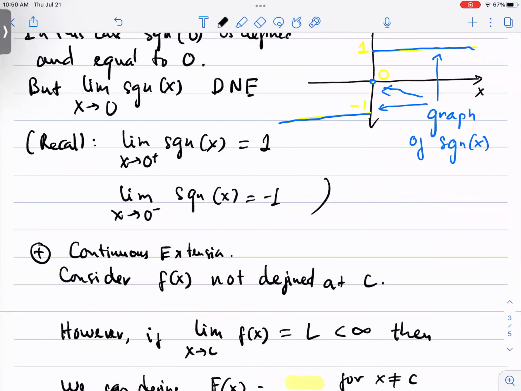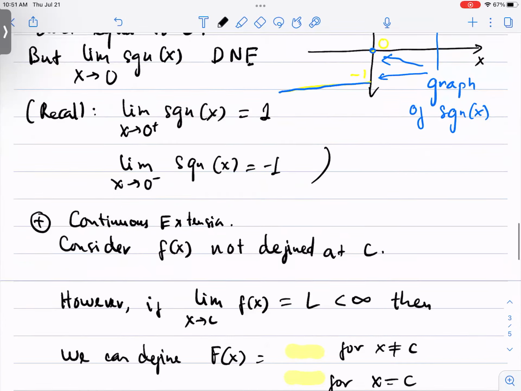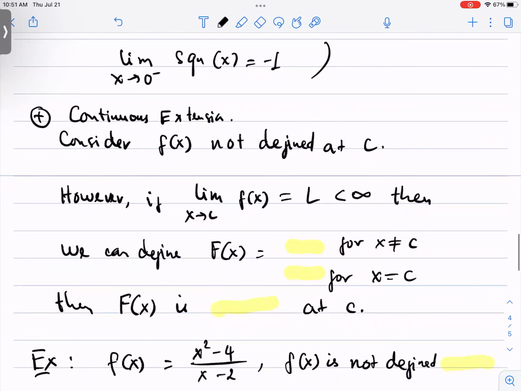So that example actually motivates the following discussion about continuous extension. Maybe instead of defining the function psi of x in that way, we can try to make other functions continuous appropriately. Consider the function f of x not defined at the point c.